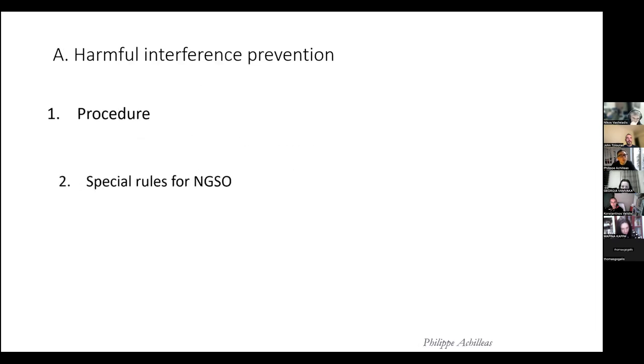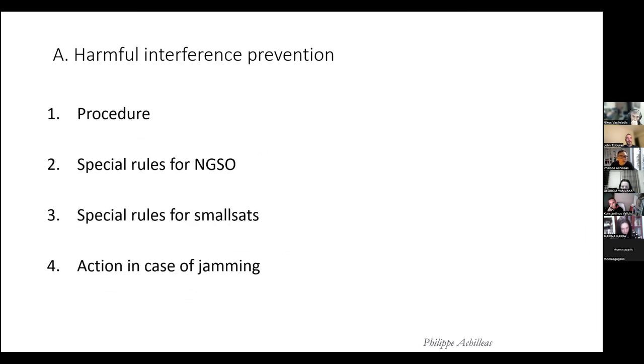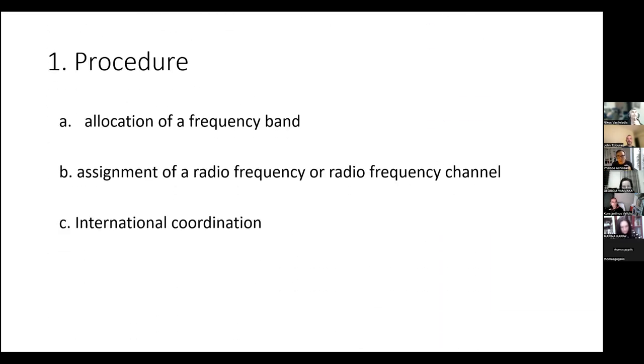So in order to avoid harmful interferences, ITU has established a procedure. Now we also have special rules for non-geostationary satellite orbits, special rules for small sats, and there is also an obligation to act in case of jamming. The procedure is based on 3 steps. The objective is to share the frequencies among all users to be sure that there will be no harmful interferences.